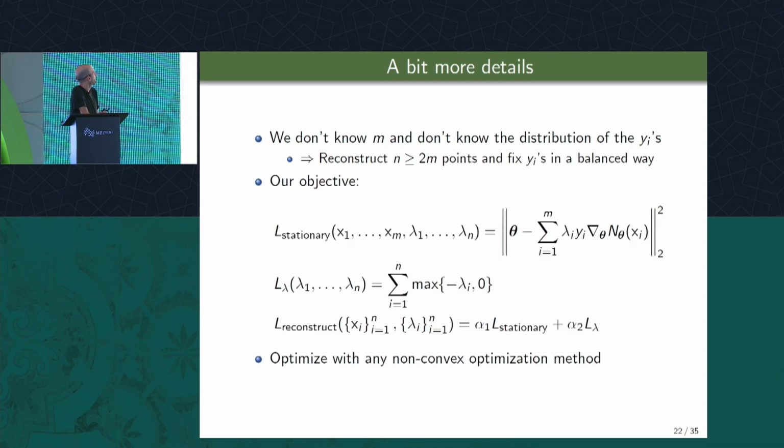And then our objective is, remember, KKT conditions imply that theta should be in the linear span of the gradients, so we can just take the squared distance of theta from this span. And we also want to encourage the lambdas to be non-negative. Then we just get this non-convex optimization problem that we can optimize with any non-convex method you want, gradient descent or anything else.